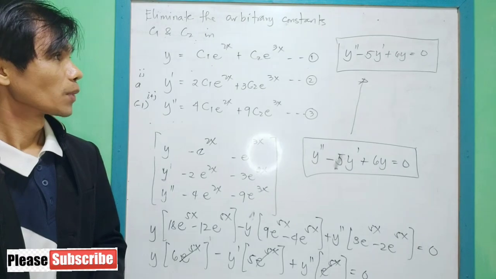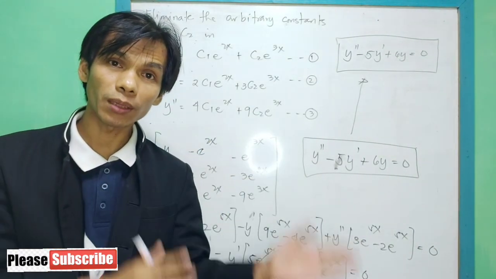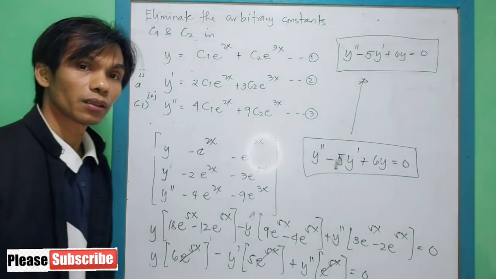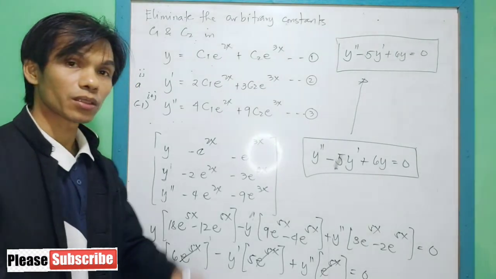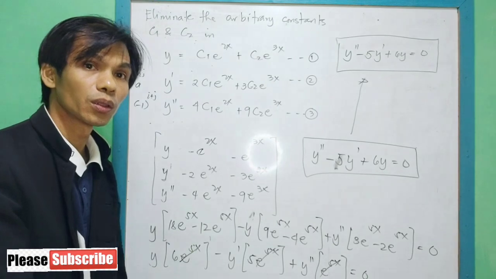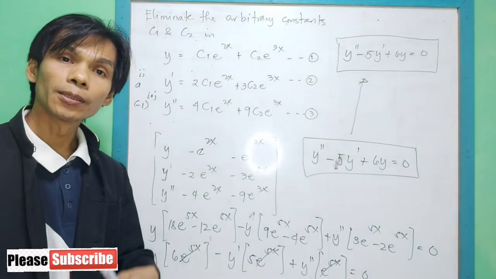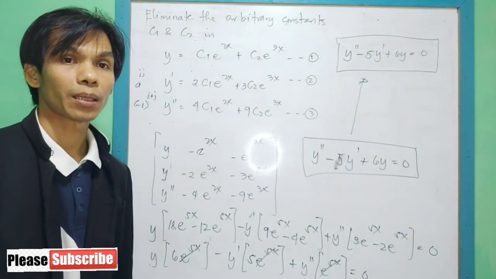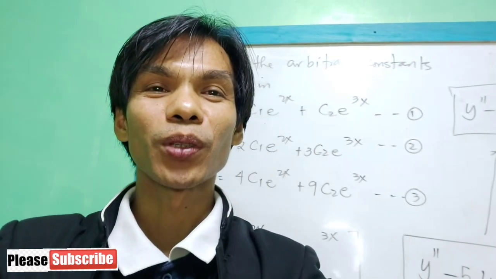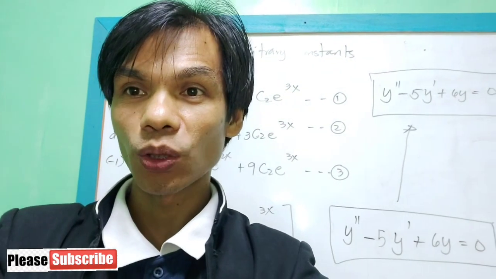Ganun lang din. Kung nahirapan kayong mag-equate para lang matanggal yung ating arbitrary constant, gamitan niyo siya ng determinant. Basta tama yung process mo, hindi ka nagkakamali sa sign, pupunta siya dun sa tamang sagot. Okay? So sana po meron po kayong natutunan dito sa technique in eliminating the arbitrary constant using determinant.